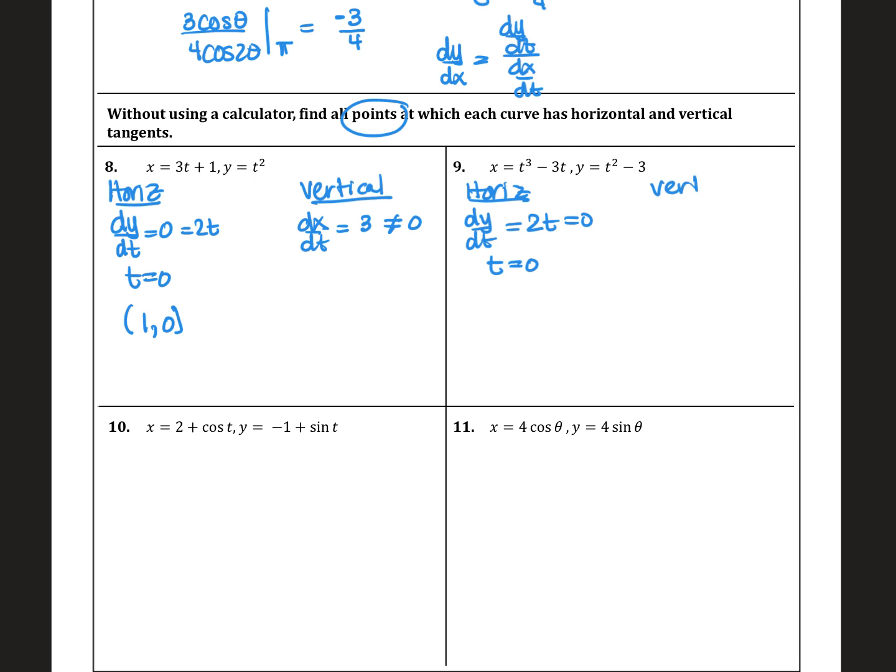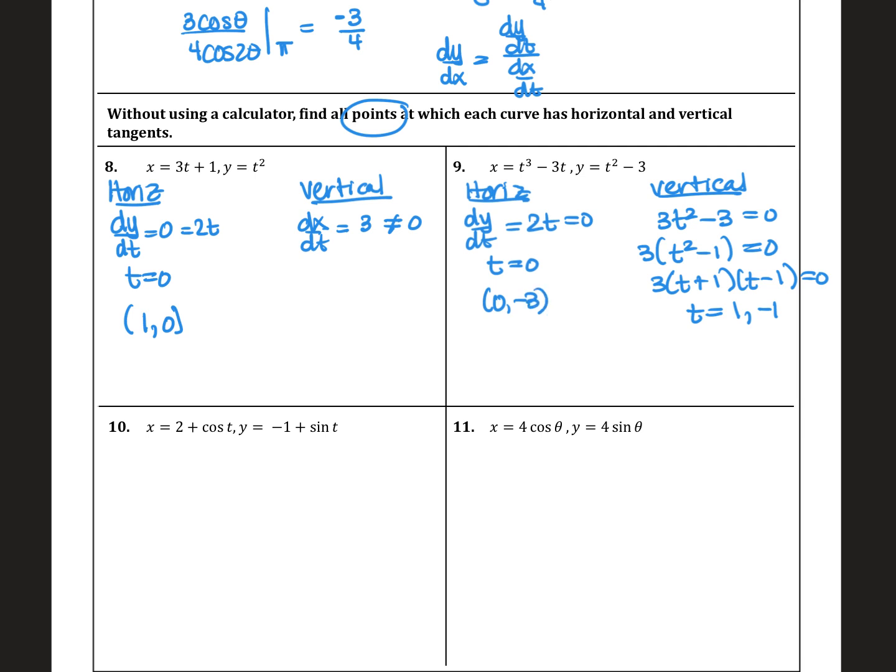We look at the vertical tangent lines. That's where dx/dt is equal to 0. Notice we can factor out a 3. And then you're left with the difference of squares. So there are two places where you have vertical tangent lines, at 1 and -1. And again, they ask for the points. So the point for the horizontal would be (0, -3). For t equals 1, we're going to get (-2, -2). And for t equals -1, you're going to get (2, -2).